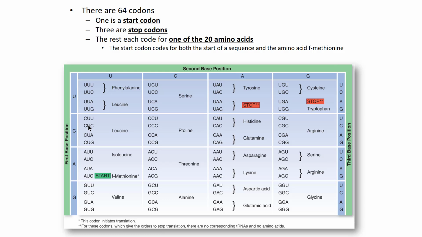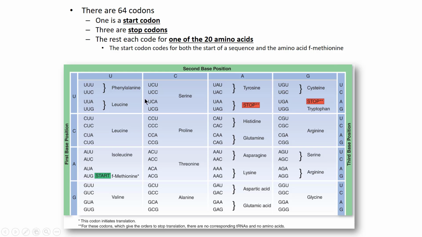I'm not going to make you memorize this. Just be familiar with what you're looking at. You're looking at codon sequences and what they code for. And these are the amino acid names if you're not familiar. Phenylalanine is one of the 20 amino acids. Leucine, serine, proline, threonine.